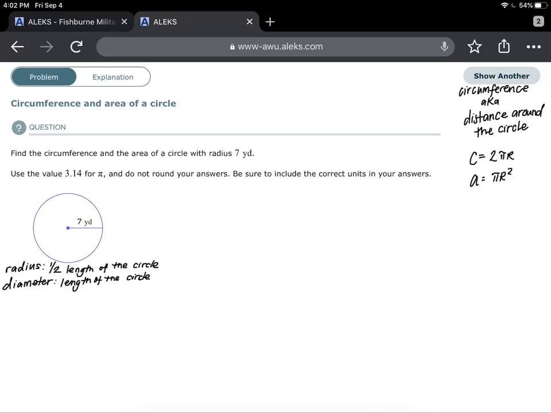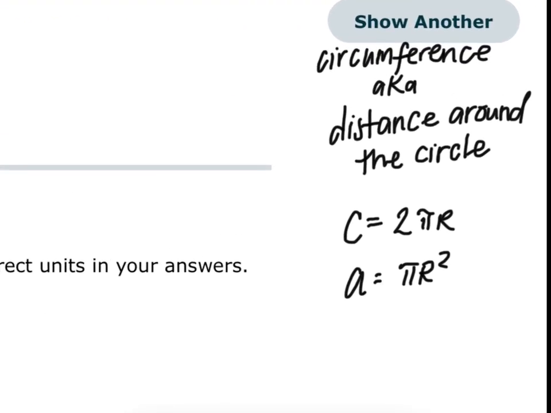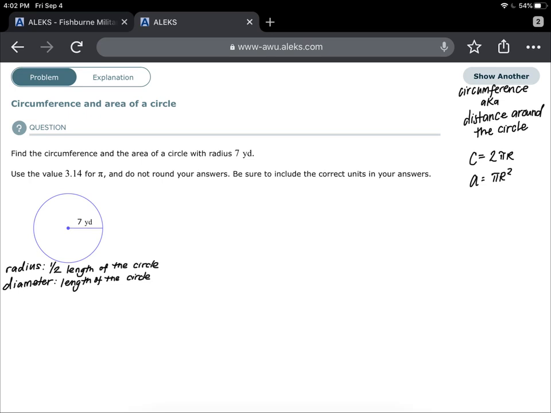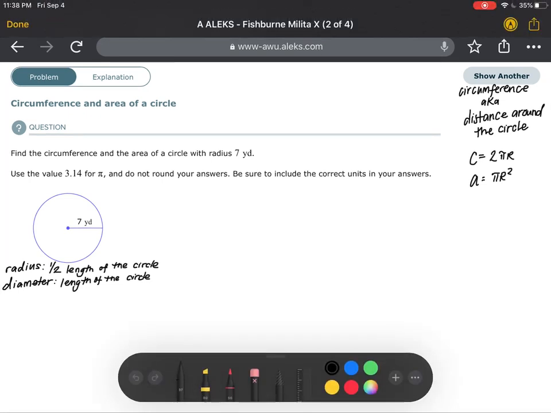Alright guys, so this video is going to show you how to find the circumference and area of a circle. Just as a reminder, circumference is the distance around the circle, okay? That is like saying, if I took a little thing right here, that'd be the distance around the outer edge. So that is circumference.